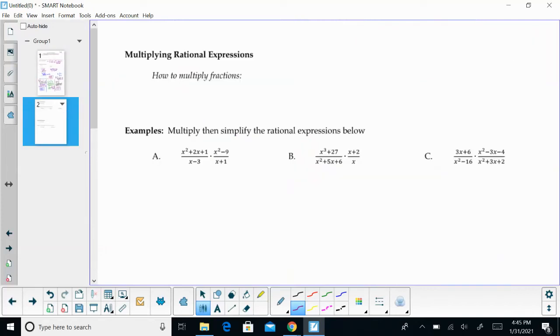Going to talk about multiplying rational expressions. So we're going to multiply just like we do fractions. Just as a reminder, if I had 4 over 9 times 3 over 2, there are a couple things I could do. I could multiply straight across.